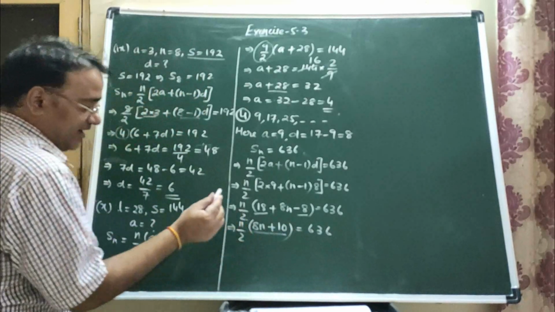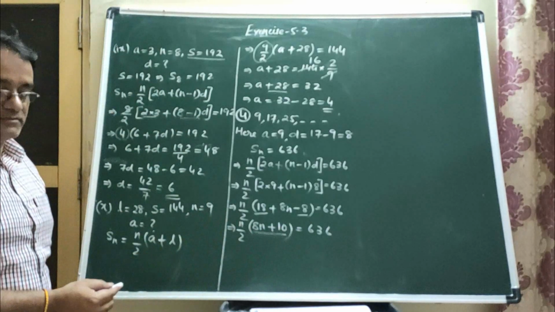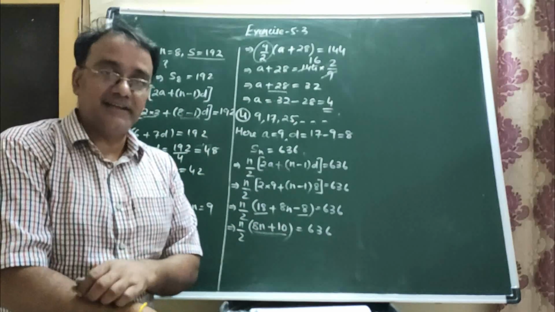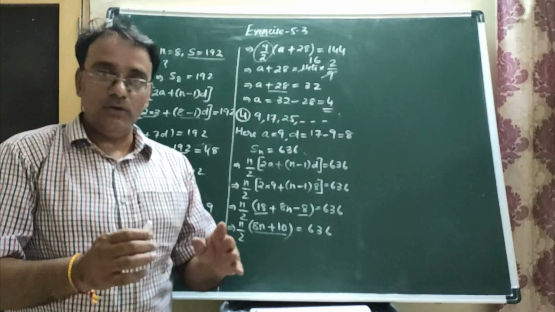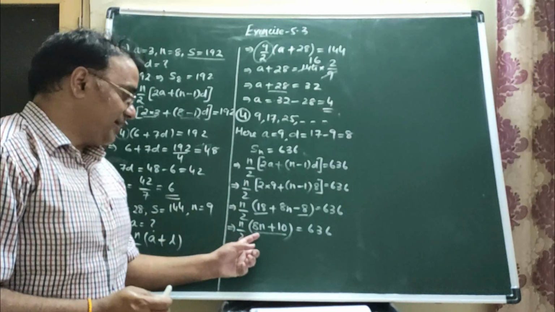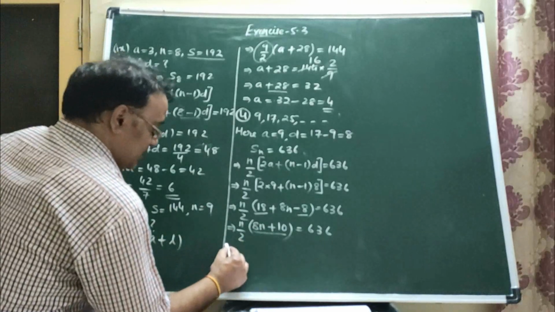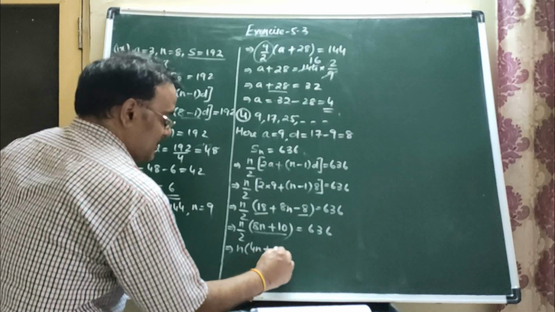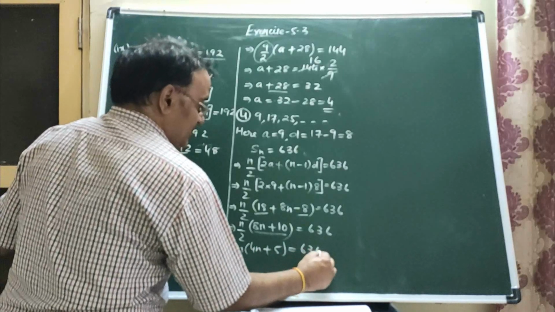Now see, we can take 2 common from these two. इन दोनों में से 2 कॉमन ले सकते हैं या दोनों को 2 से डिवाइड कर सकते हैं. ठीक है, we can do either by taking 2 common and cancel with these 2, or we can divide both the terms by 2. So दोनों को मैं 2 से डिवाइड कर दे रहा हूँ. 4n plus 5 is equals to 636.